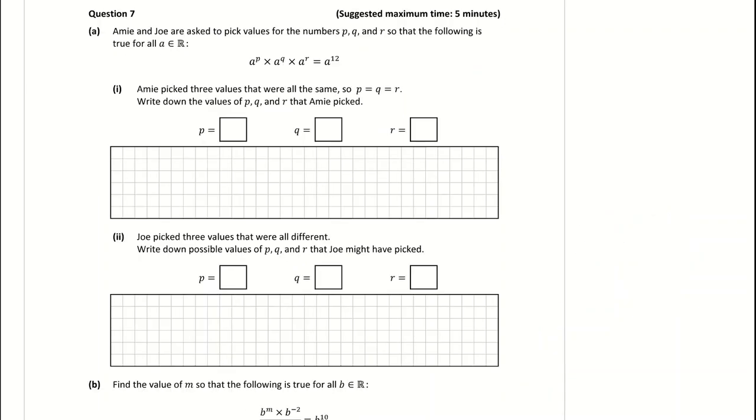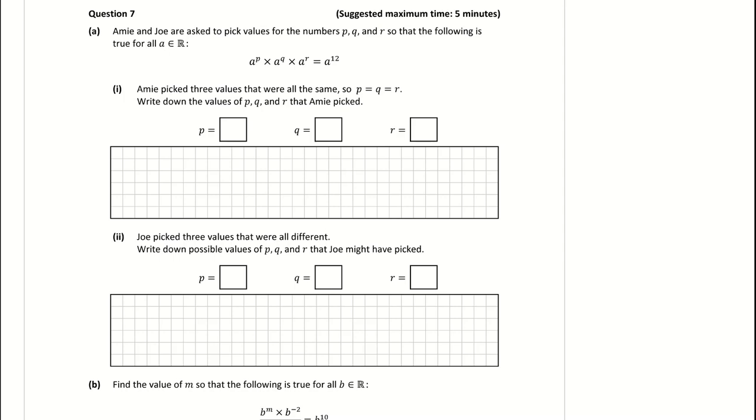Okay, question 7A. Amy and Joe are asked to pick values for numbers P, Q, and R so that the following is always true. A to the power of P multiplied by A to the power of Q multiplied by A to the power of R is equal to A to the power of 12. Part 1, Amy picks three values that are all the same. So P is the same as Q, which is equal to R. Write down the values of P, Q, and R that Amy picks.